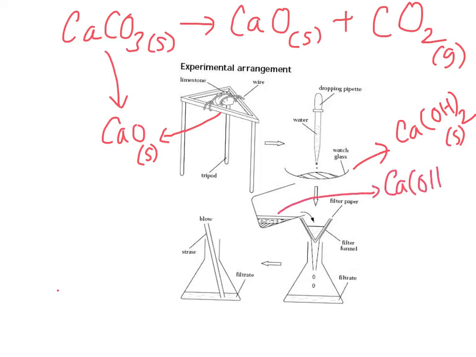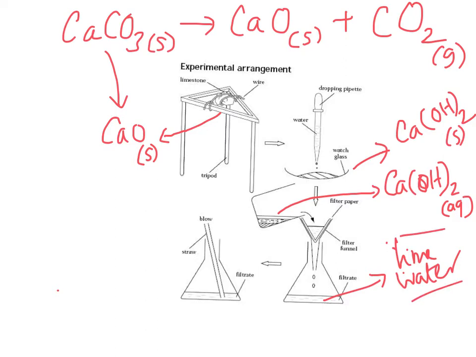You get calcium hydroxide, Ca(OH)2, but this time it is aqueous, which means it has become a solution now, dissolved in water. And you filter this. What you have here is the clear lime water, which is the same substance as this, but given the name lime water. So we call this lime water, but this is essentially a clear solution of calcium hydroxide.